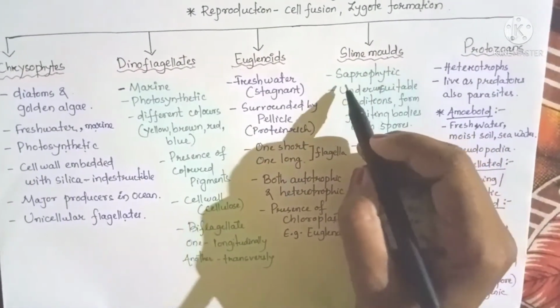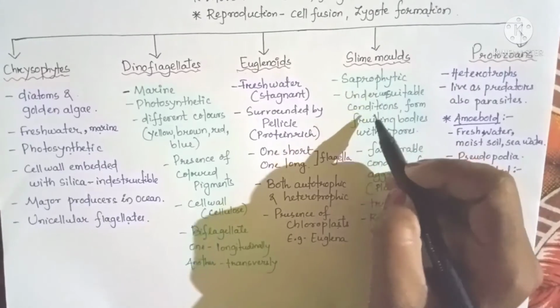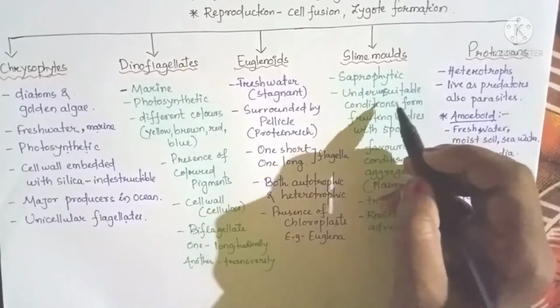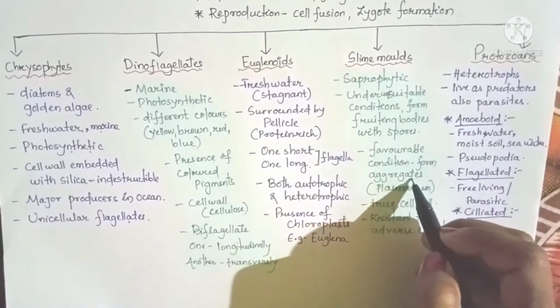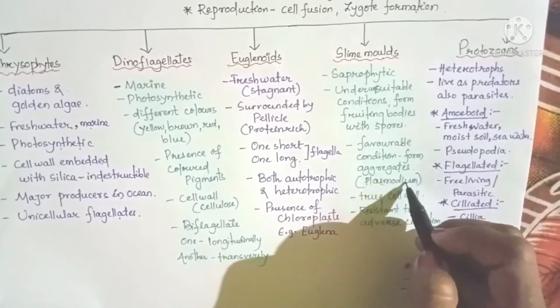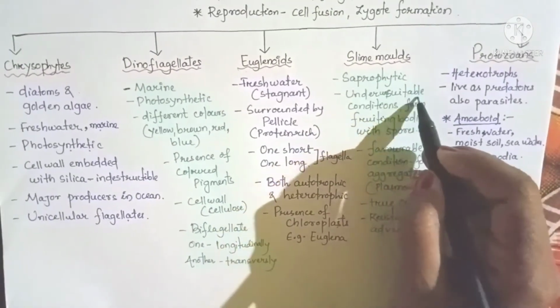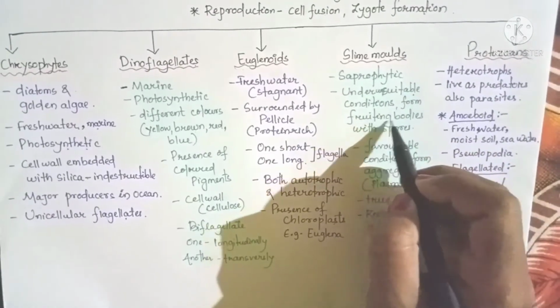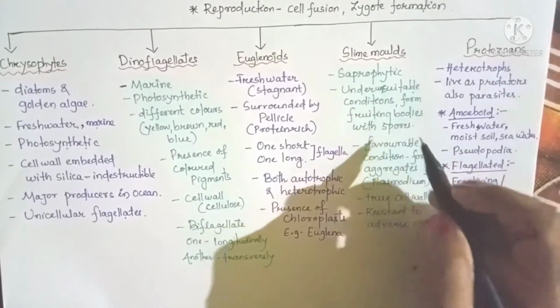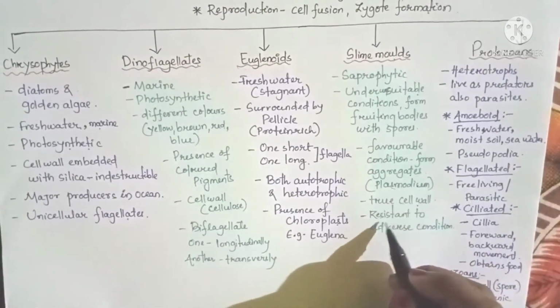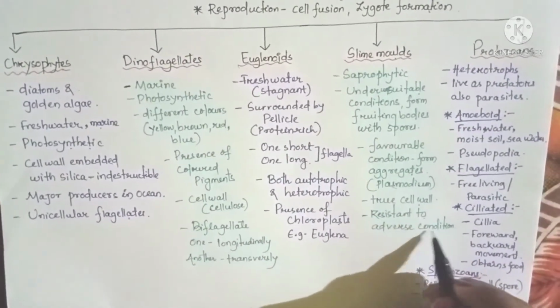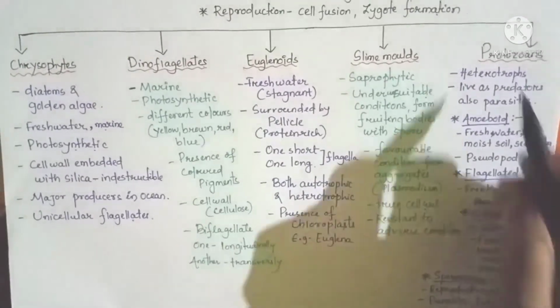Slime molds. They are saprophytic in nature. Under suitable conditions, they form aggregates, that is plasmodium, and under unsuitable conditions, they form fruiting bodies with spores. They possess a true cell wall. They are highly resistant to adverse conditions.